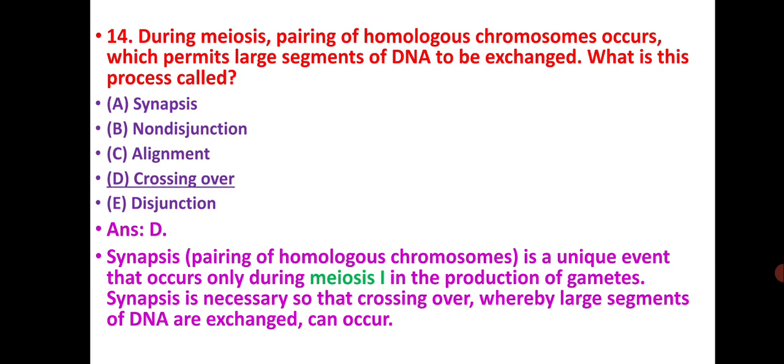Synapsis, that is pairing of homologous chromosomes, is the main event that occurs during meiosis 1 in the production of gametes. Synapsis is necessary so that crossing over, whereby large segments of DNA are exchanged, can occur. So the answer will be D.